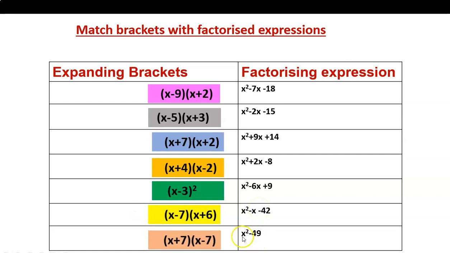Very strange. We've got only 2 terms here. Why? 7 times minus 7 is minus 49. No question about that. But 7 add minus 7 is 0. That's why we don't have the middle term. So actually this is what you need to do. Okay? How is this going to help us when we are factorizing? Let us take some examples now.